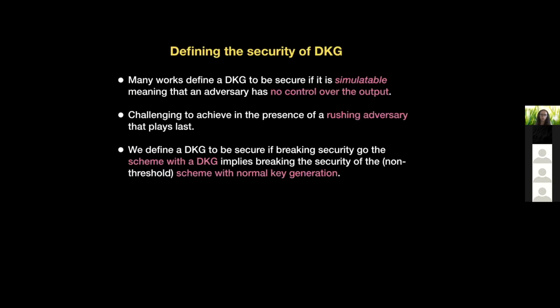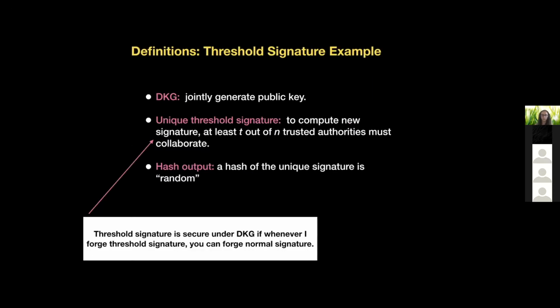So I was talking about defining what it even means for a DKG to be secure. In the specific example of a threshold signature scheme, what it would mean is that whenever I can forge a threshold signature, somebody else is able to forge a normal signature with respect to the same signing scheme.